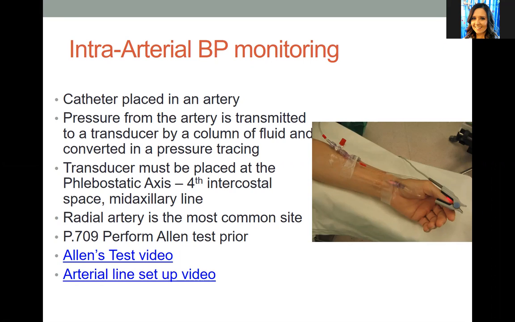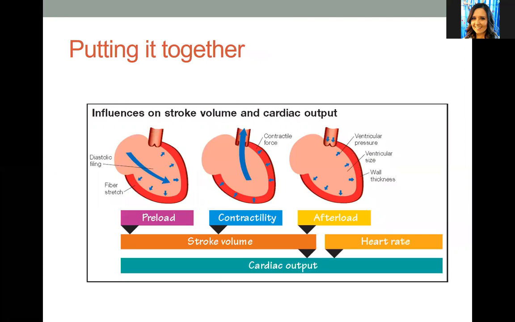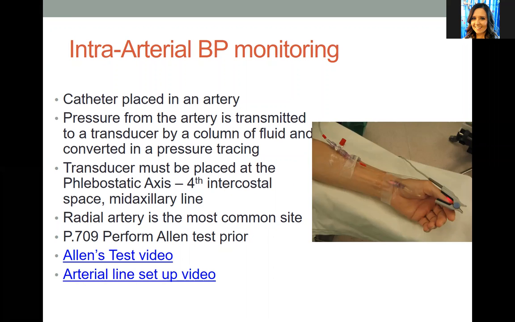You might even see them use ultrasound beforehand, like a Doppler, to assess blood flow rather than doing the Allen's test. So let's watch a video on the actual Allen's test.